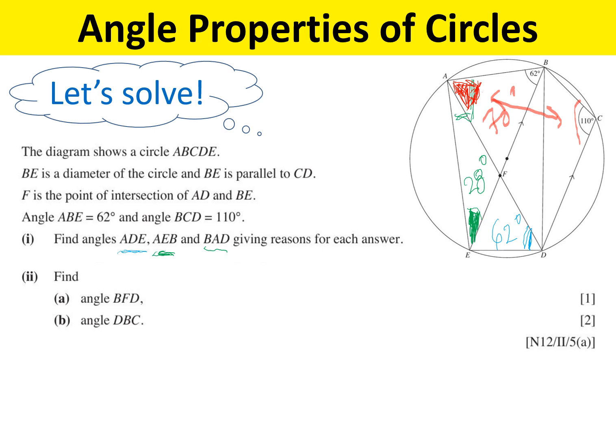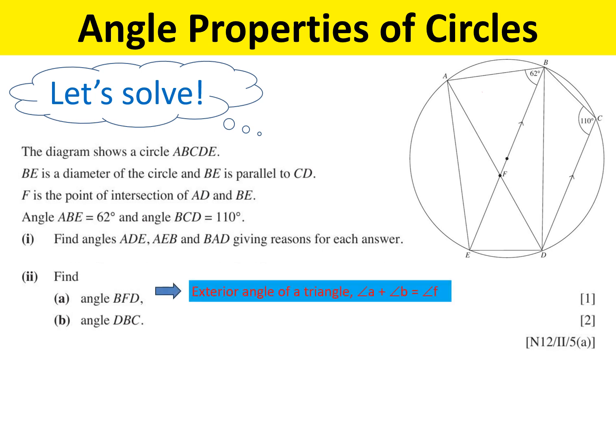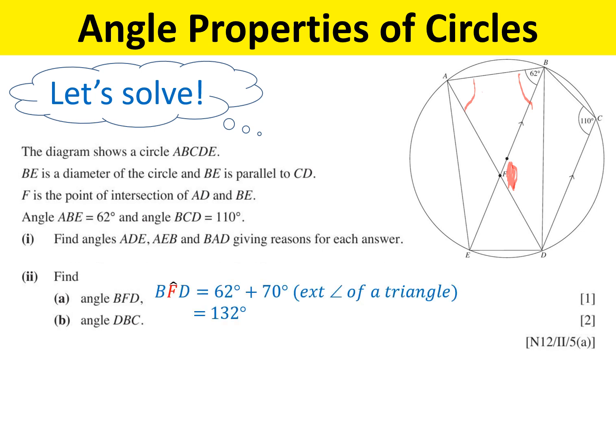So we move on to part 2. Because early on we have already done the groundwork, part 2 is actually not that tough now. For angle BFD, as I mentioned earlier, we can make use of the exterior angle of a triangle, because BFD refers to this angle here. This angle is equal to the sum of angle A and angle B. So angle BFD is 62 degrees plus 70 degrees. The reason I write down is exterior angle of a triangle. So this is 132 degrees.